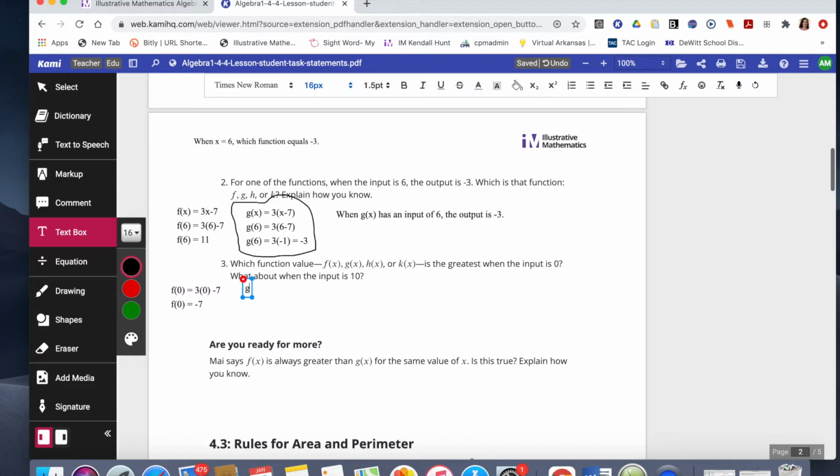Okay, let's look at g of 0 equals 3 times 0 minus 7. G of 0 equals 3 times 0 minus 7 is negative 7. G of 0 equals negative 21.